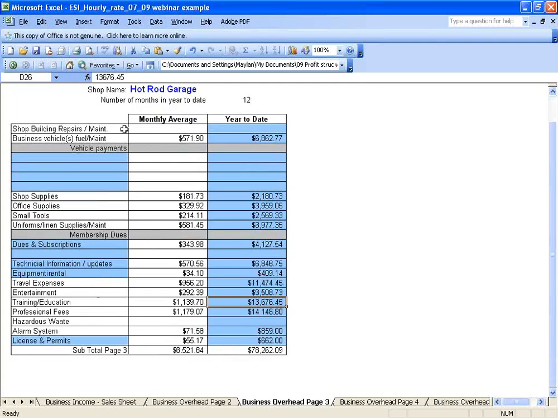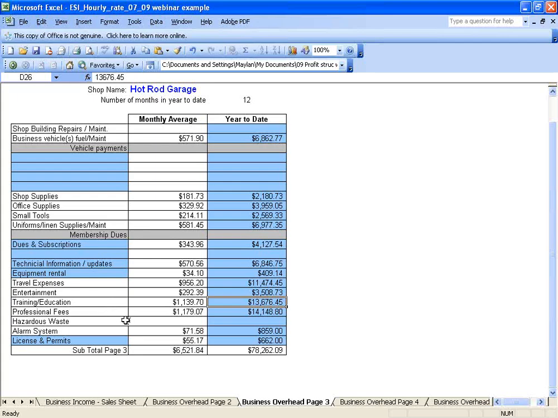Throughout these pages, just fill in your expenses. We spend money on fuel and maintenance on the vehicle, shop supplies, small tools, uniforms, dues and subscriptions, technical information, updates, equipment rentals. Maybe this is stuff that you don't use every day. Travel expenses, any entertainment, training and education, professional fees. This is going to be your accountant, your attorney, your consultant.